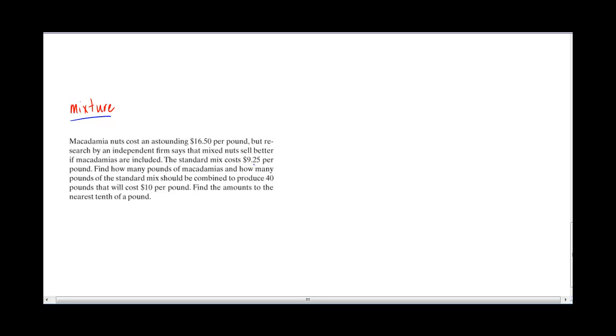Because we have the standard mix of $9.25 per pound. So I want to know how many pounds of macadamias and how many pounds of the standard mix need to be combined to produce 40 pounds that's going to cost $10 per pound. Okay? So let's let X be the number of pounds of macadamia nuts. And let's let Y be equal to the pounds of the standard nuts. Okay, because those are the two different kinds of nuts that we have.